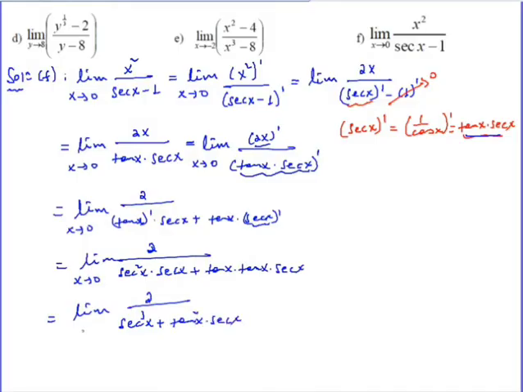Now substitute as x approaches 0. This becomes 2 over sec 0, which is 1 squared, plus tan 0, which is 0, times sec 0, which is 1. So this means 2 over 1 plus 0, the result is 2 over 1, which is 2. Therefore, the limit of the C part is 2.